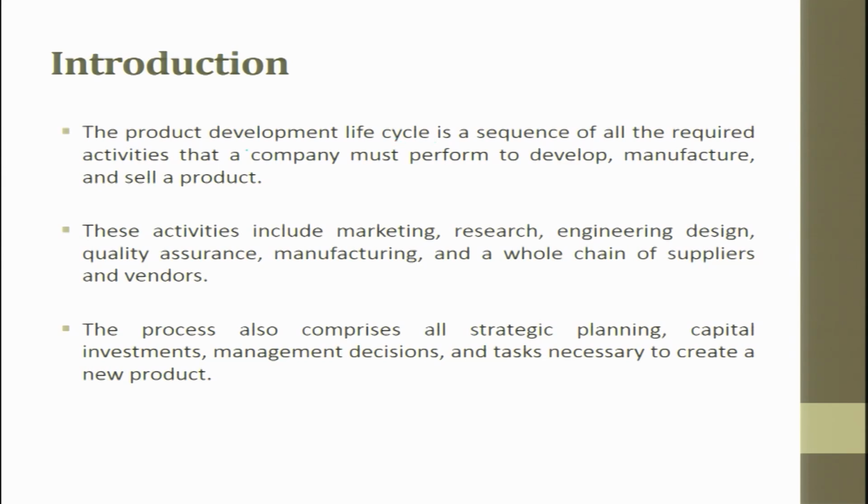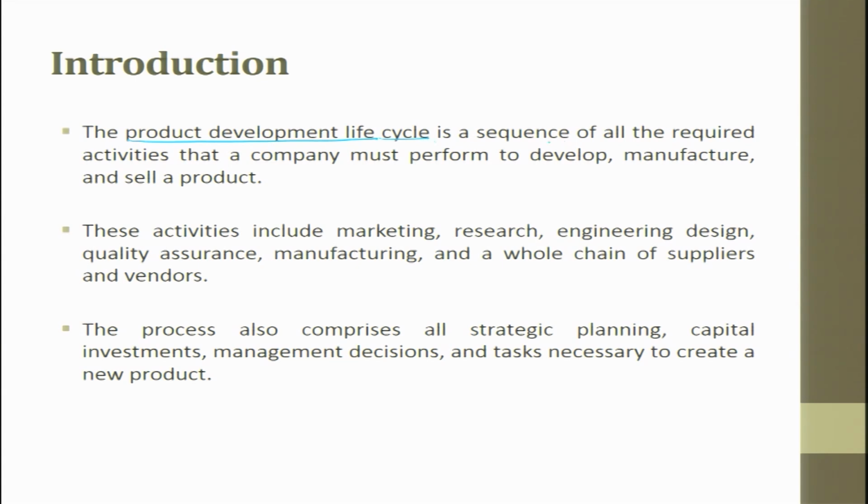Okay? We have identified a product, we are developing a product for a given customer, which is all frozen. We can improvise the product, that is a different story, but the product to a large extent is frozen. Then only we can come to this product life cycle. So, the product life cycle is a sequence of all the required activities that a company must perform to develop, manufacture and sell a product. So, this is the definition for product life cycle.